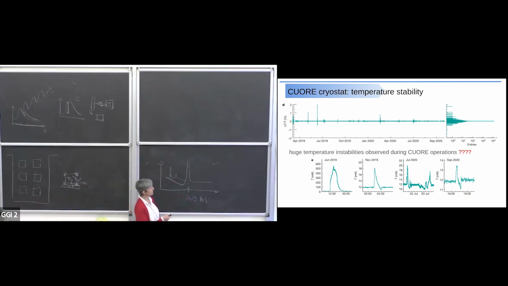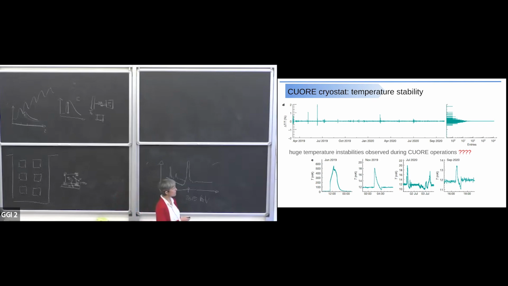Now the cryostat is working with a stable temperature. Here you see the fluctuation of the base temperature of the Cuore cryostat, and you see they are at 0.1% level over several years. And now it's already running.